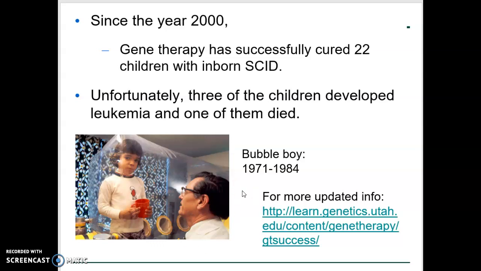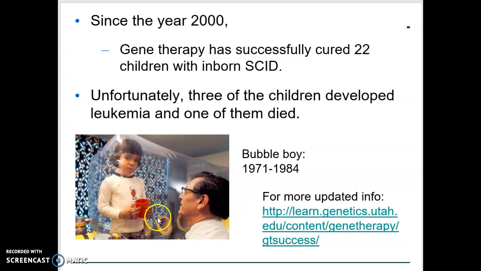He lived from 1971 to 1984, and he lived inside this bubble his entire life. His parents knew beforehand that he was going to have this disease. He had an older sibling that had it, and that sibling died. So immediately when David was born, he was placed into this completely sterile environment. He never got to be held or hugged.